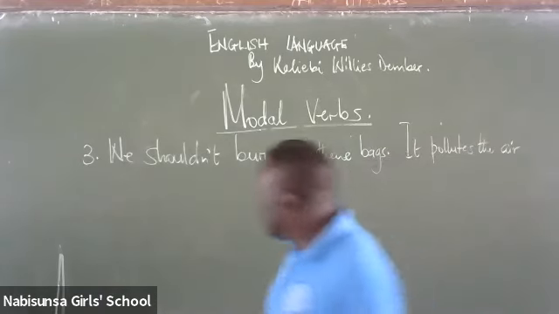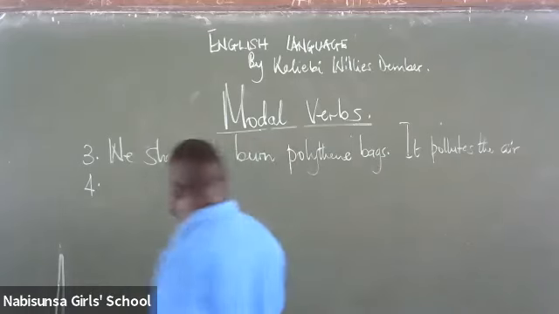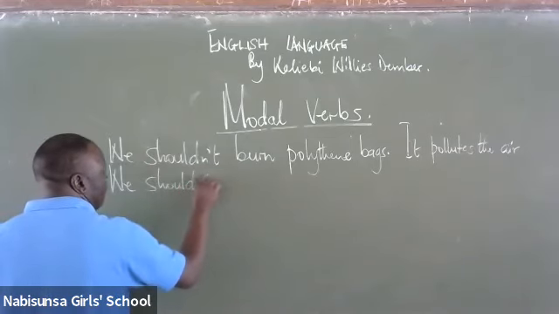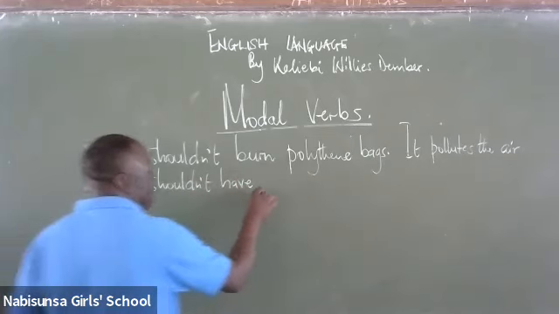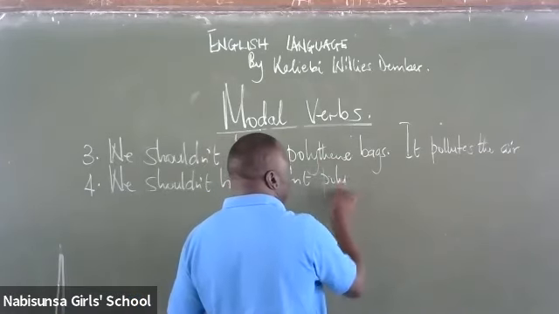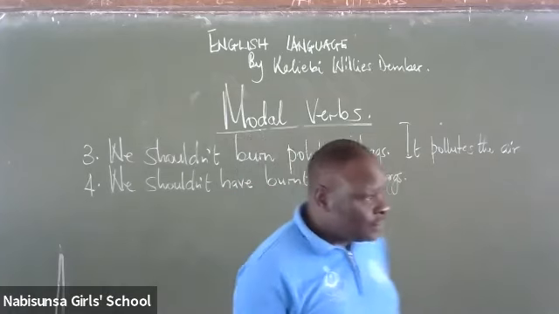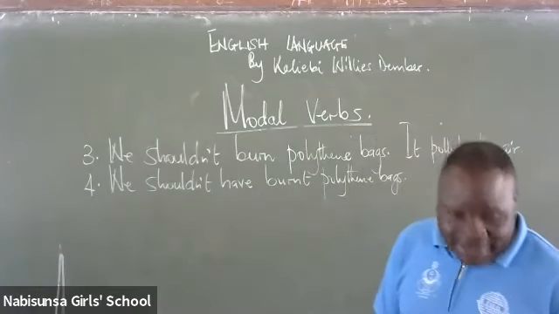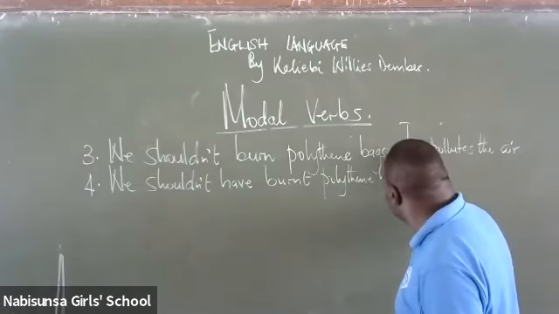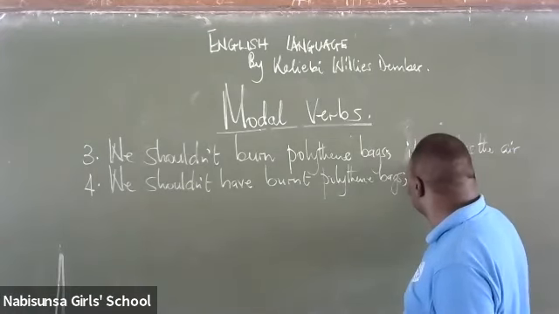That is number 4. Number 4 says we shouldn't have banned polythene bags. Full stop. And this one is not a full stop. It's a semicolon like this, and this one is small i. This is also a semicolon.